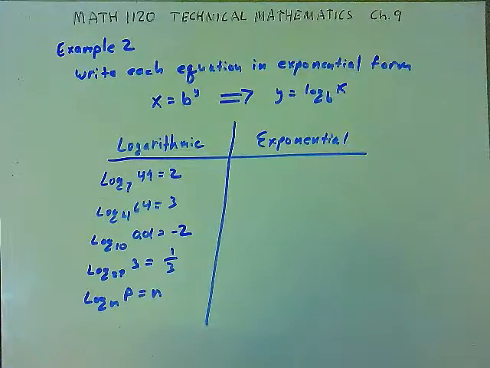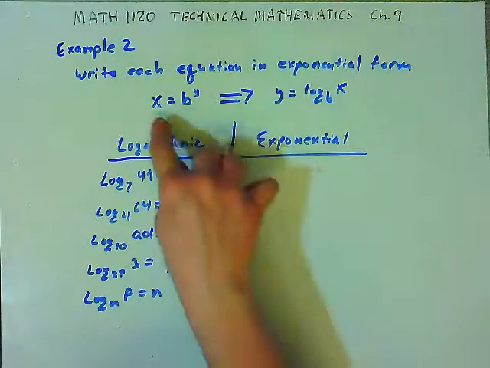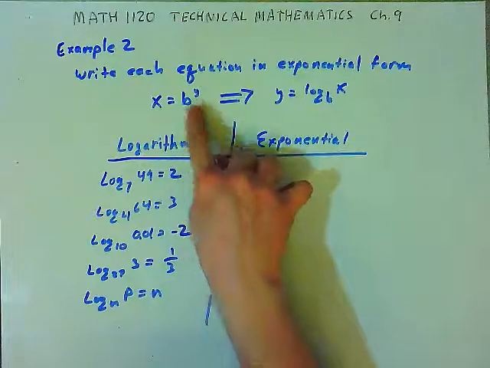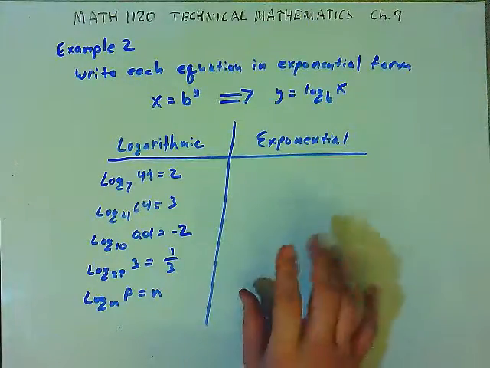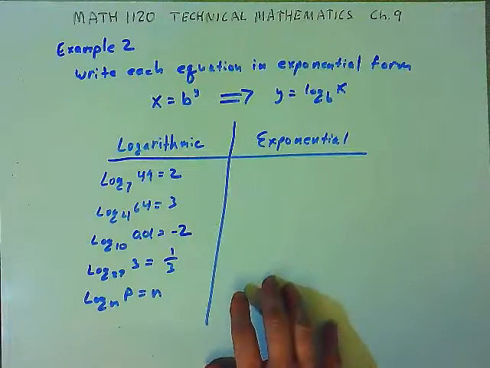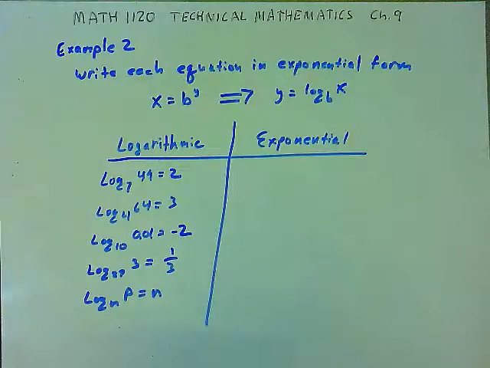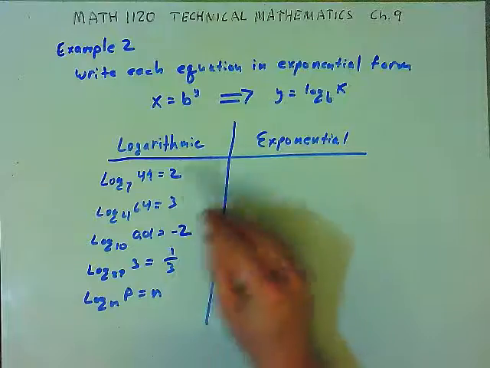This is example 2. It says write each equation in exponential form. So this time they give us 5 equations in logarithmic form, and they want us to write them in exponential form. And again, we just have to know that if x is equal to b to the y power, then y is equal to log base b of x. And so again, we're just rearranging the values. We're just doing the opposite of what we did in the previous example. And so we have the logarithmic form already.